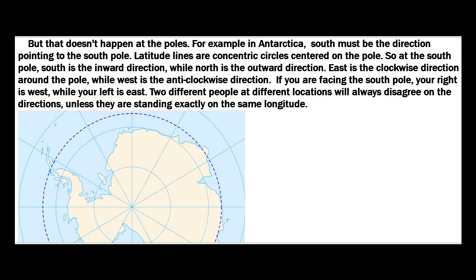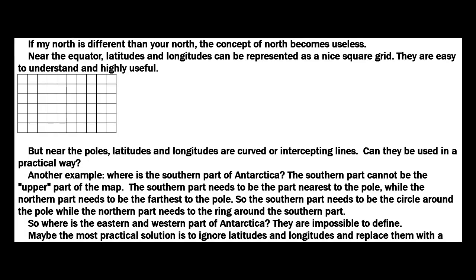Two different people at different locations will always disagree on the directions, unless they are standing exactly on the same longitude. If my north is different than your north, the concept of north becomes useless.